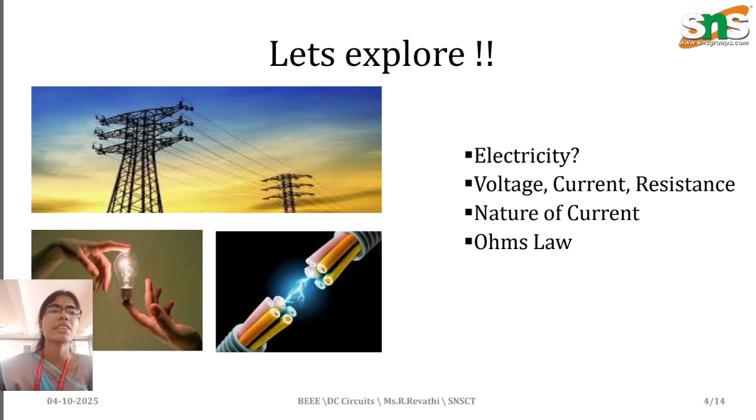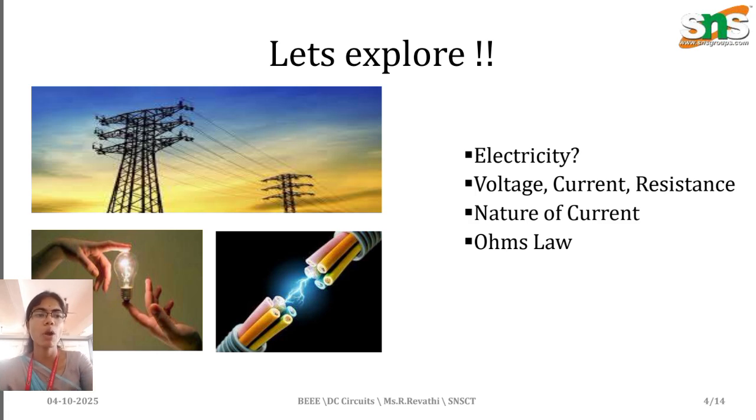Voltage, current, resistance: we all know that voltage is the potential difference which pushes the electric charges to flow through the conductors. Current is a free flow of electrons. Resistance is what opposes or resists the flow of charges while current is flowing through the conductor. Next, the nature of the current and Ohm's law. We have discussed Ohm's law in the last video. Ohm's law is V equals IR.